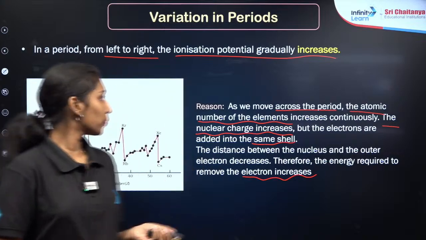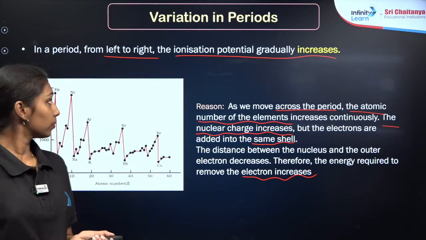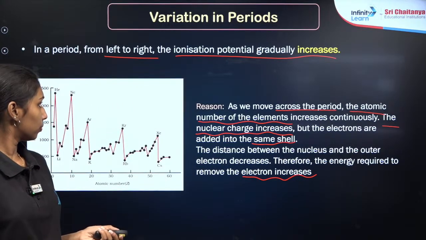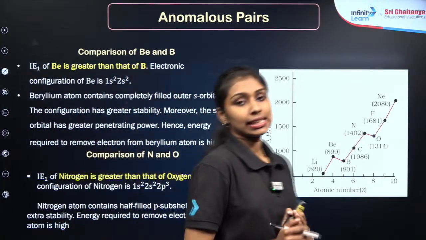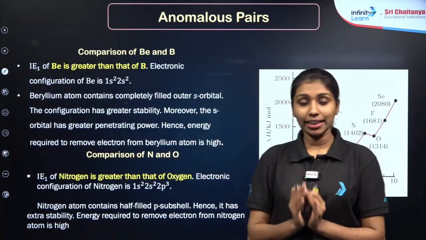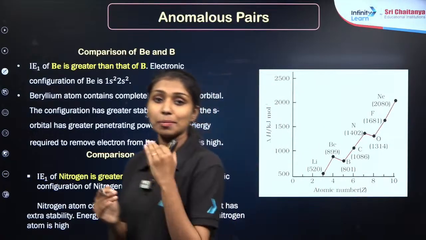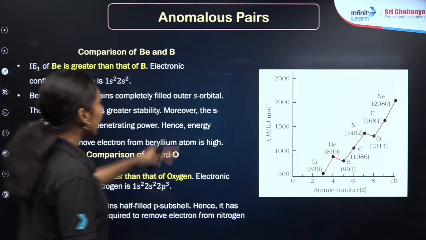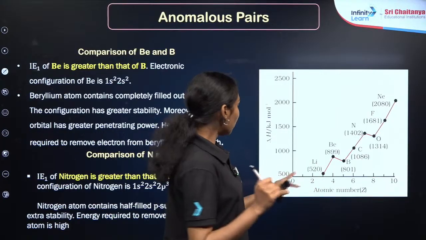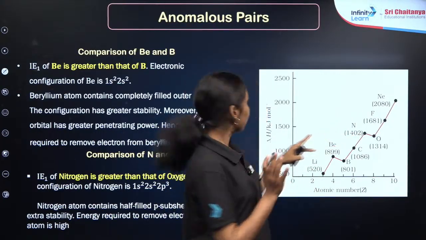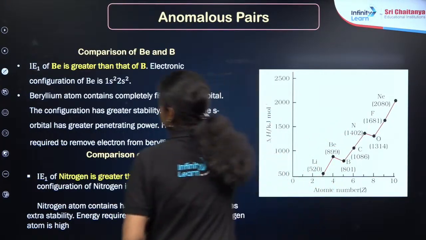Is it clear? Yes. And that was the general trend. Again, there will be some exceptions, right? Some anomalous pairs are present over here. Here you can see in this particular graph, as we already studied, from left to right in a period, there should be a gradual increase, right?